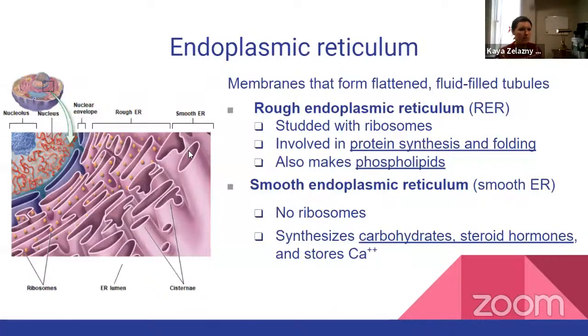But what they are going to be doing is making some carbohydrates, making some steroid hormones, and storing calcium. When in the future you talk about muscles, you'll talk a fair bit about the role of calcium. So that will be stored here in the smooth endoplasmic reticulum.